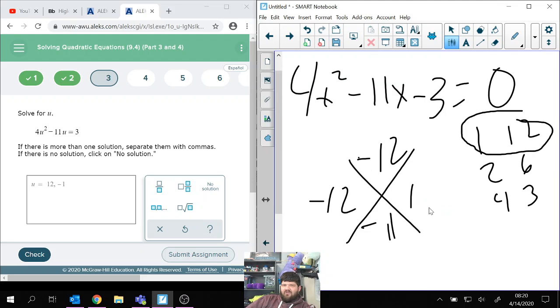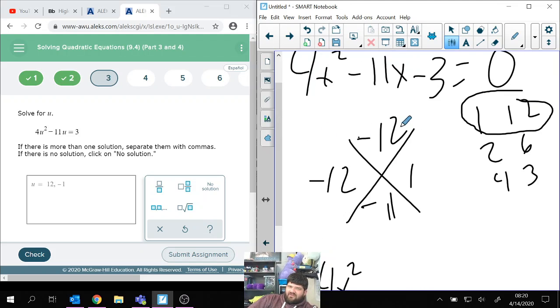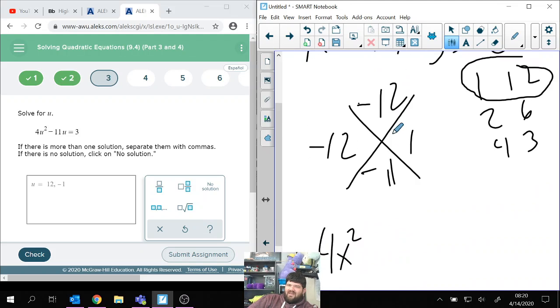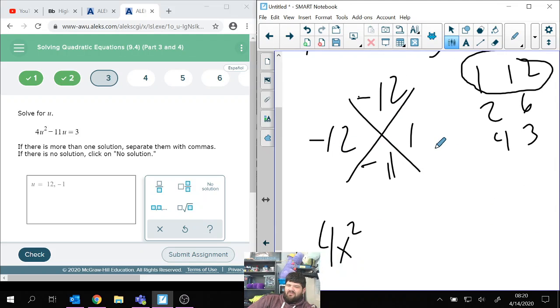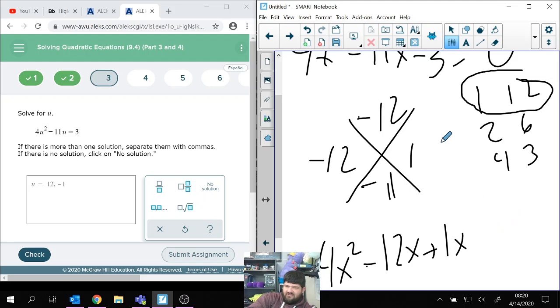So start by rewriting the original problem. You have 4x squared. You have 4x squared. And now this middle term, -11x, is going to be split up into -12 and 1. So there's -12x plus 1x. Notice, what you should notice is -12 plus 1 is -11. So then we just finish it with a -3 equals 0.